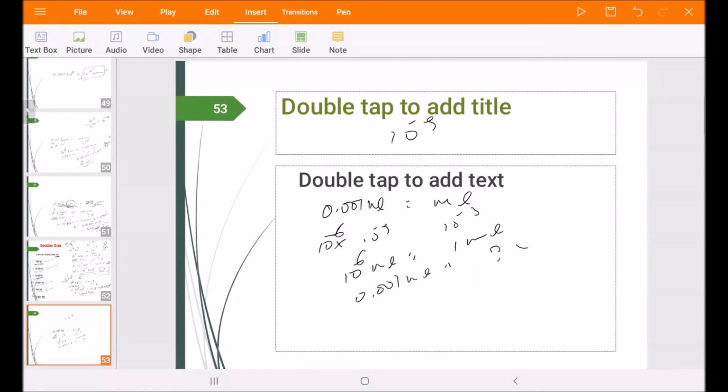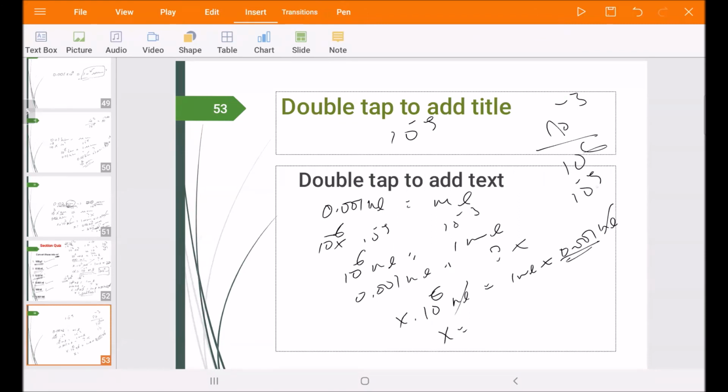Now x times 10 to the power of 6 nanoliter is equal to 1 milliliter times 0.001 nanoliter. Nanoliter cancels to obtain the value of x. This is 10 to the power of minus 3. To obtain the value of x, I have to divide both sides by what? 10 to the power of 6. What did I say? 10 to the power of minus 9 milliliter.